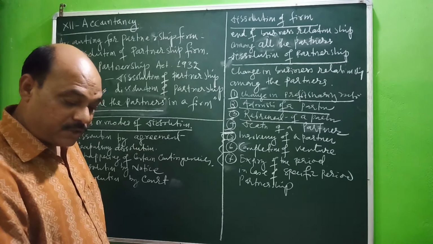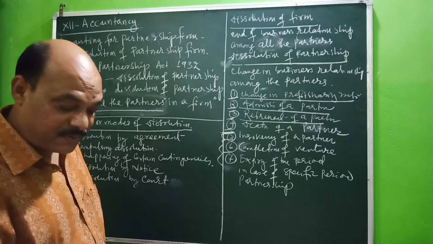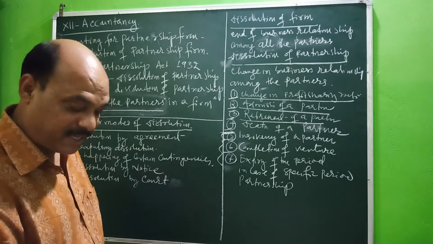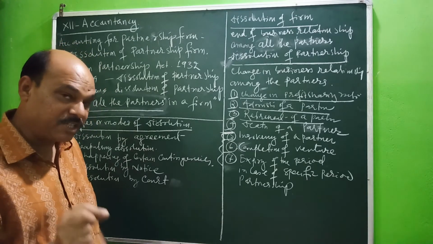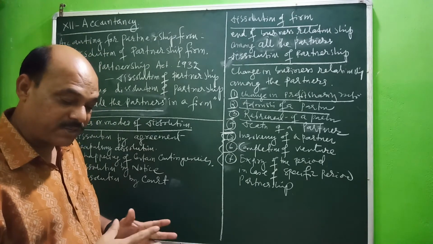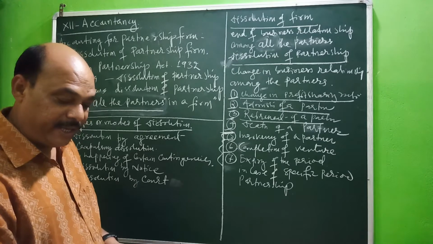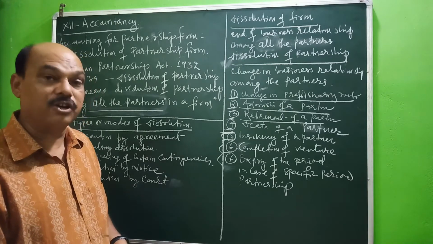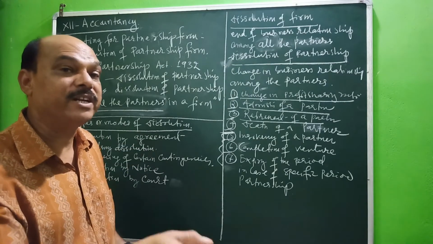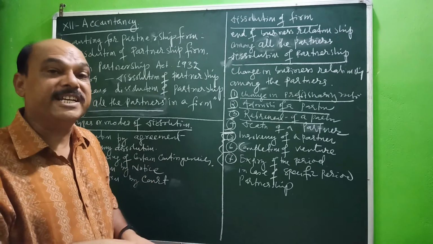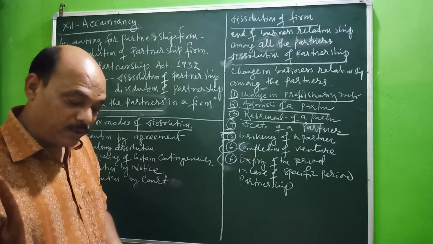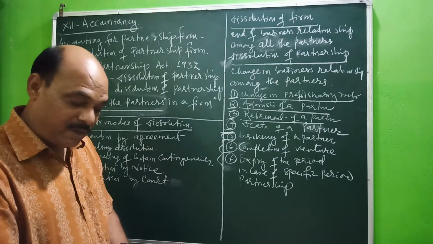Then the third one is on the happening of certain contingencies. Certain contingencies are also there, subject to the contract. That means we must refer to the contract here. If constituted for a fixed term, then on the expiry of the term, when the term is expired, then you are going to dissolve the firm.